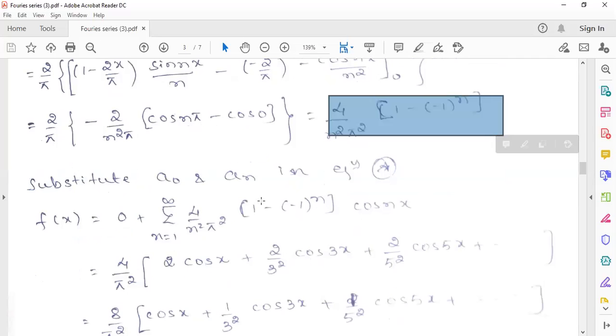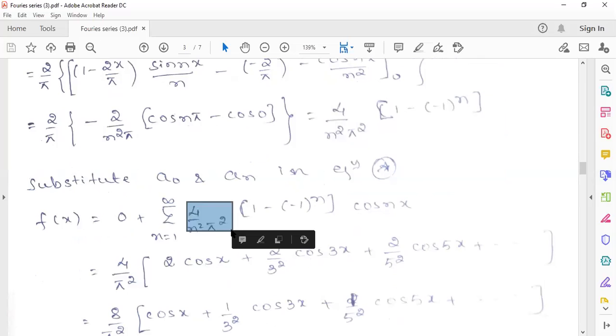Now you substitute a0 and an in equation star. Then a0 value is 0 plus an value is 4 by n square pi square into 1 minus of minus 1 raised to n cos nx. Now in this, 4 by pi square is constant, because we are expanding that series in terms of n. So we can take this 4 by pi square outside, and then you put n equals 1, 2, 3, then you'll get the required series.